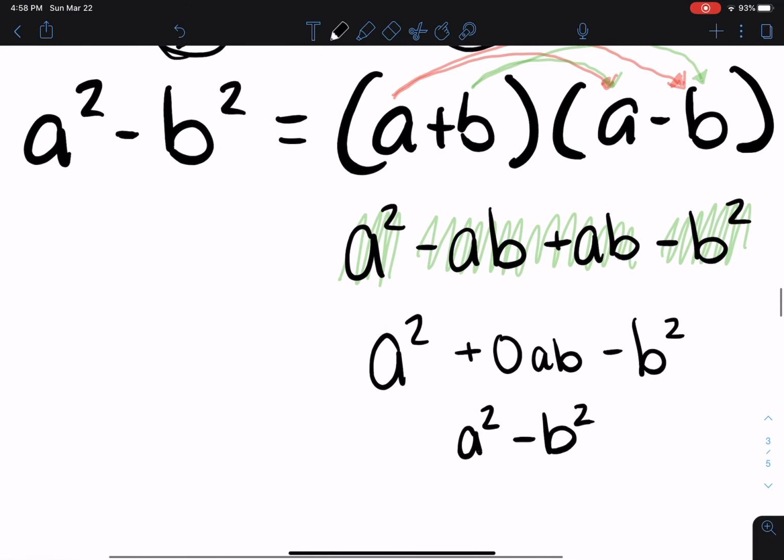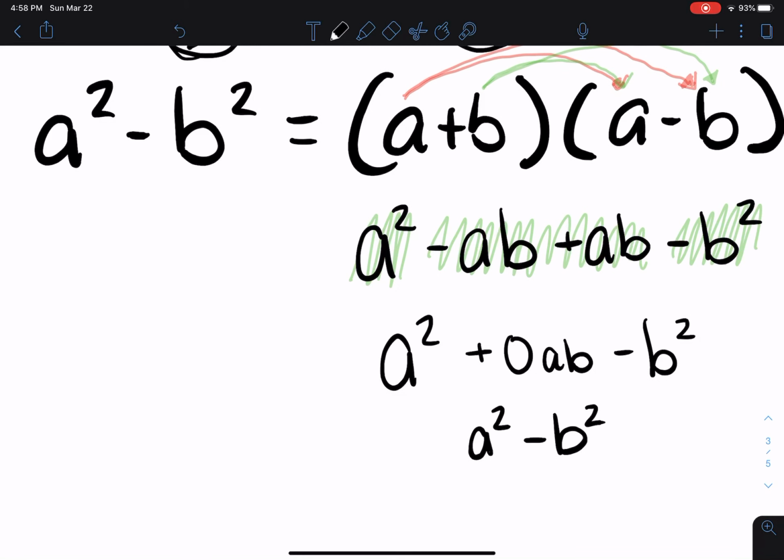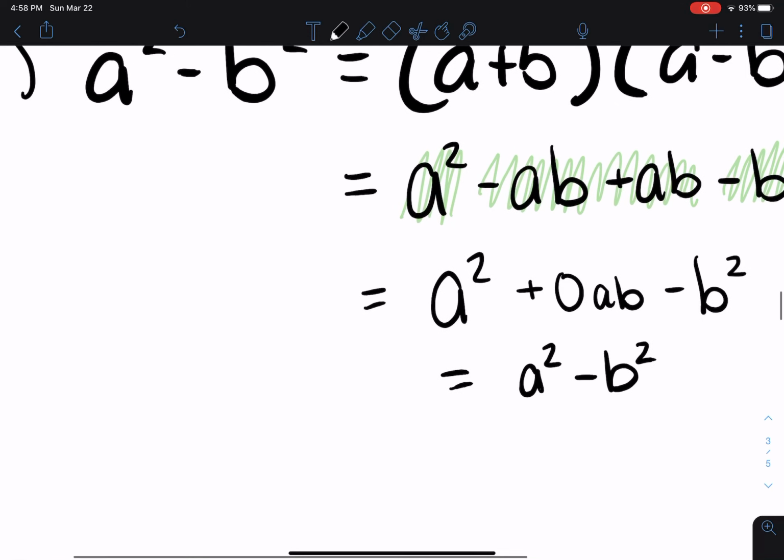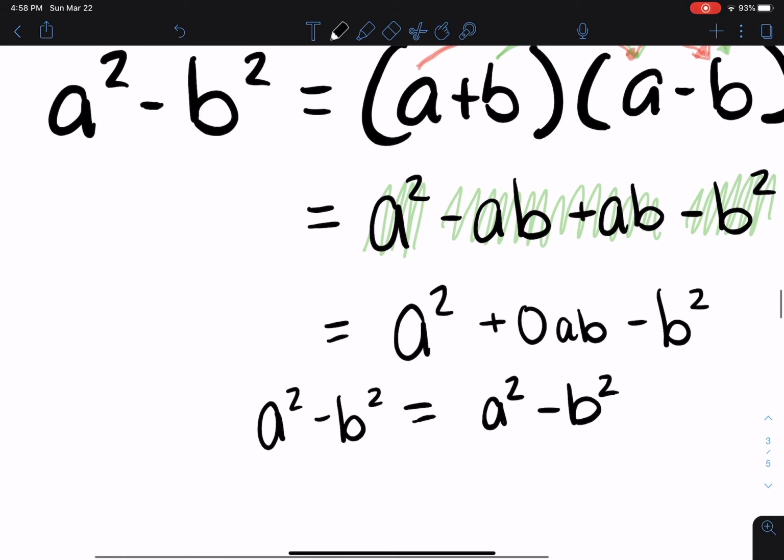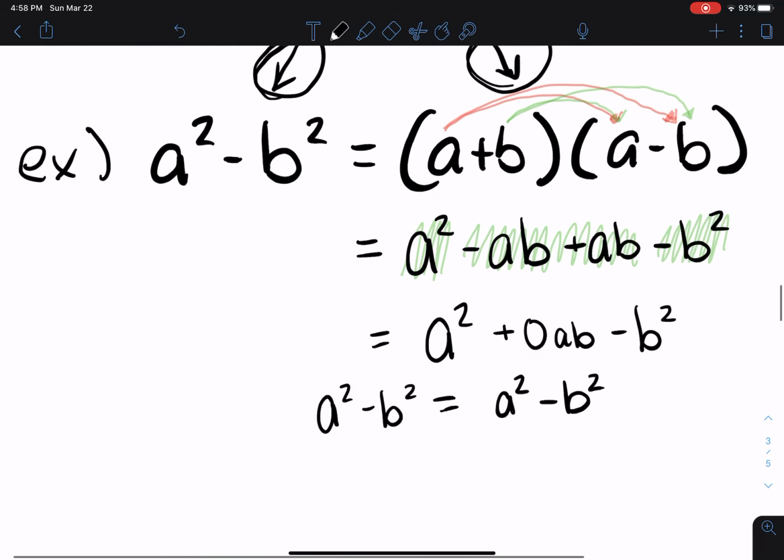Is that proving our identity? Yeah, it is, because we have that this is equal to each other, equal to each other, equal to each other. So that means that a squared minus b squared needs to be equal to a squared minus b squared, which we've shown. We've proven this identity in example number 2.